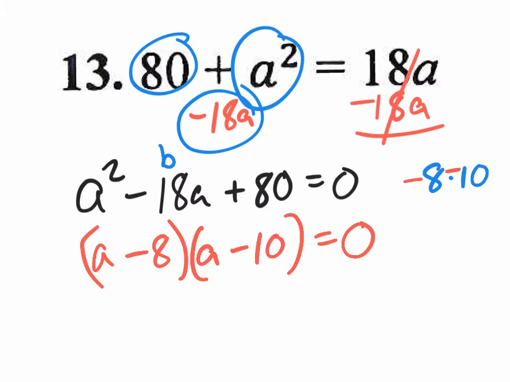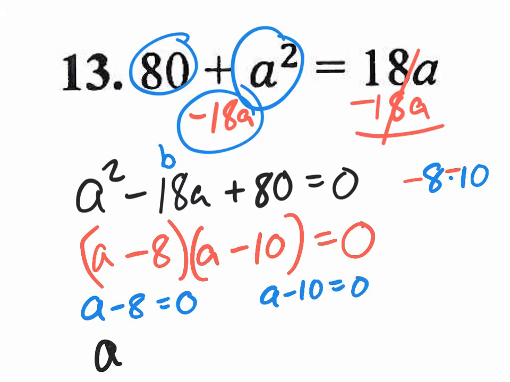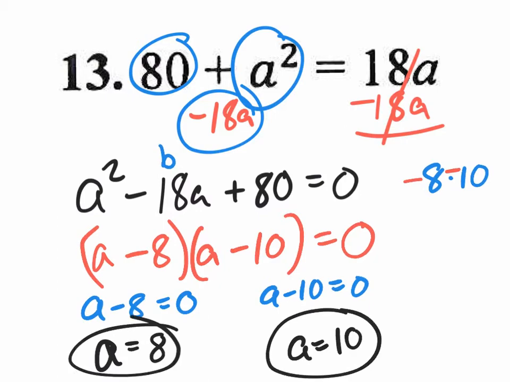And even though I know that you already know the answers, let's show our work and write a minus 8 equals 0, a minus 10 equals 0. Then you could give me your two answers. A equals what? Positive 8, and A equals positive 10. That's it. Those are your two answers.